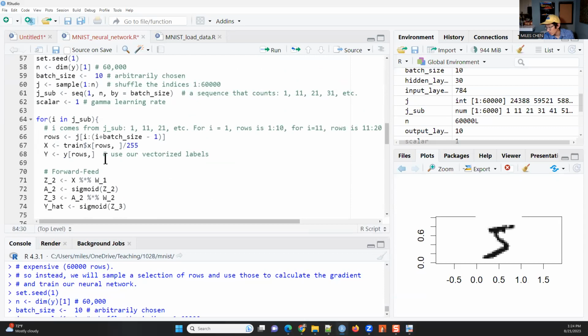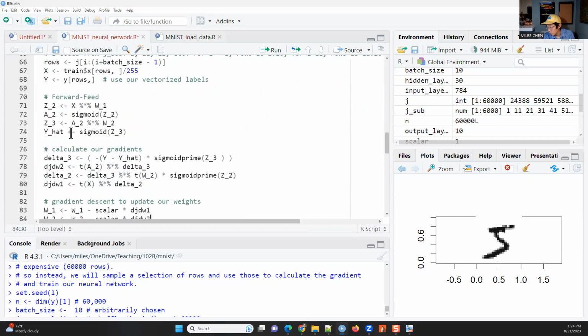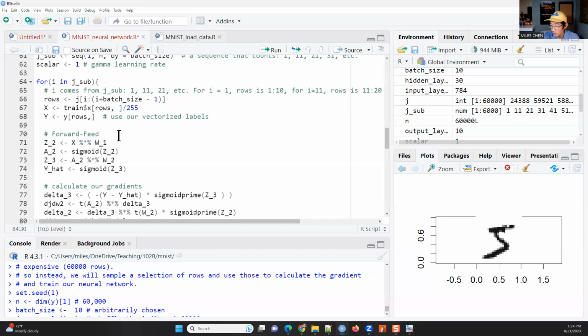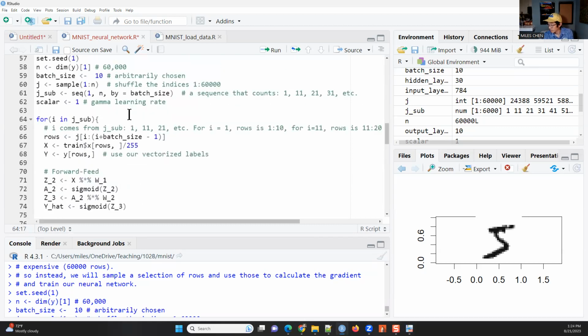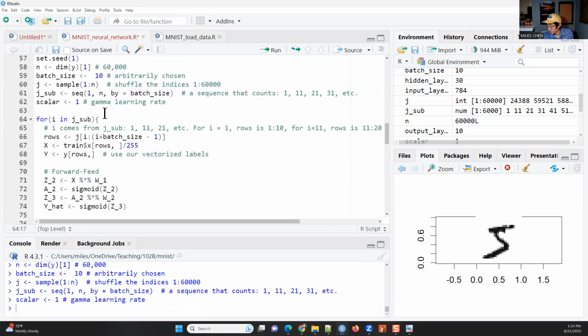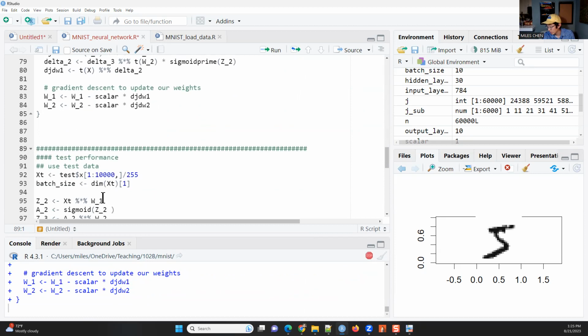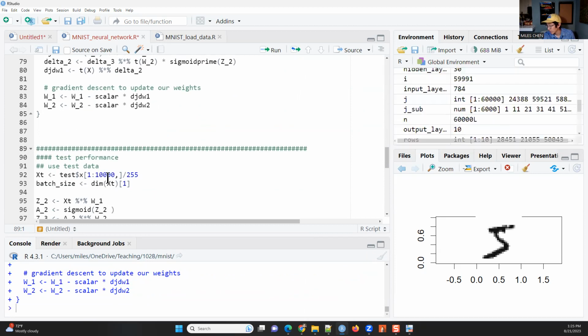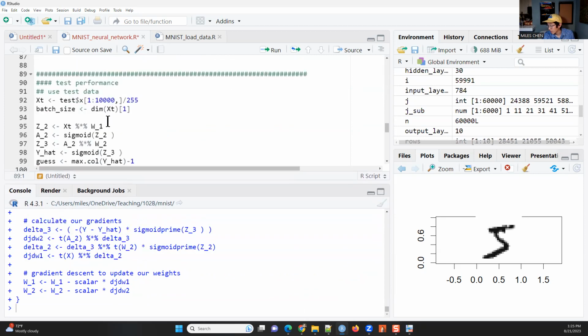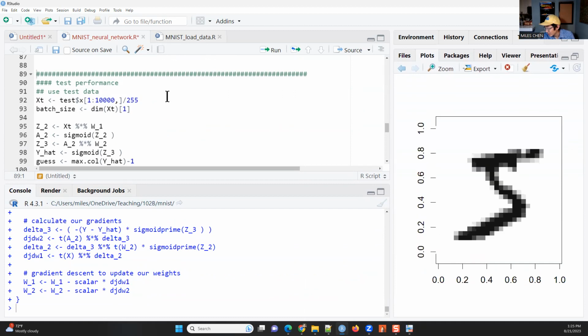And so that's the code. This is just doing matrix multiplication and doing gradient descent. So I'm going to go ahead and run this. This will take a few seconds to run. So it's running, working through 6,000 batches of 10, and now it's done, okay? And now we can test our performance, and we can see how well our neural network operated.